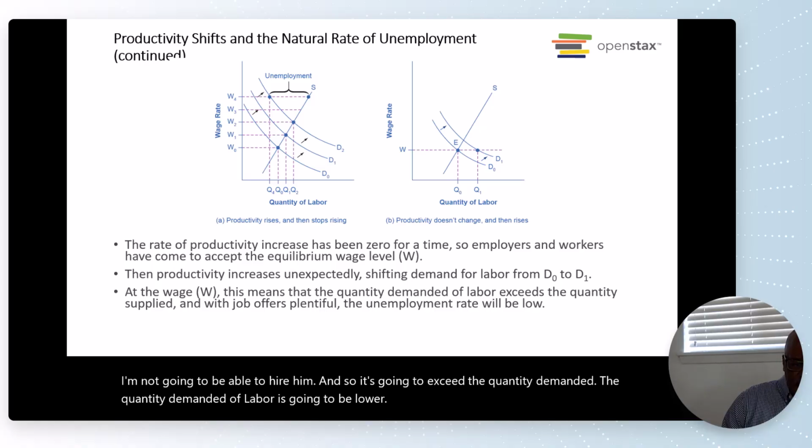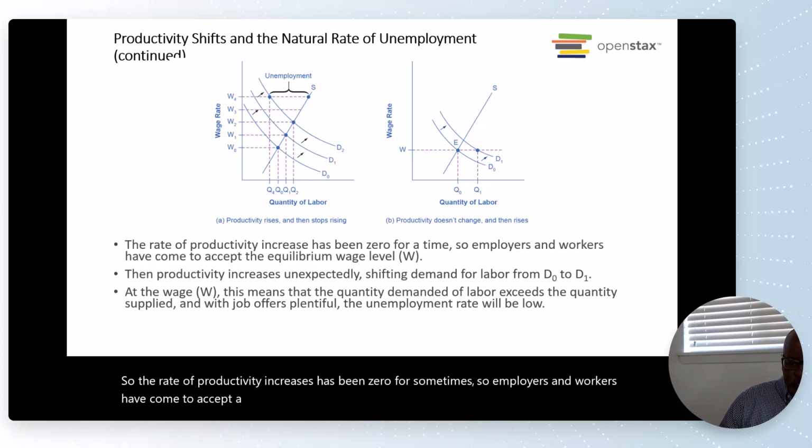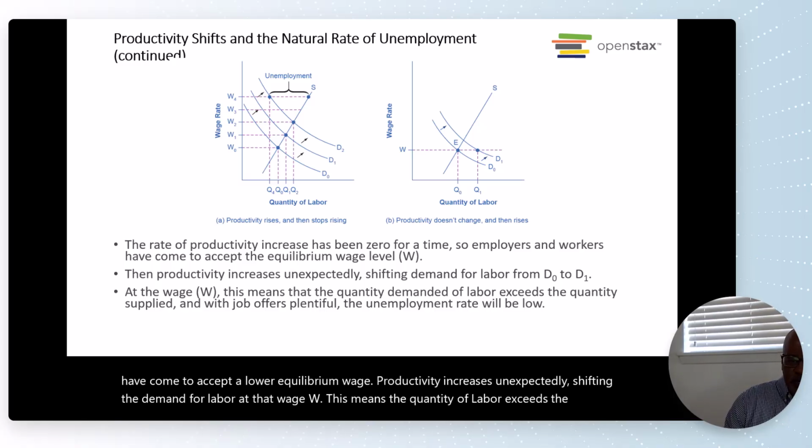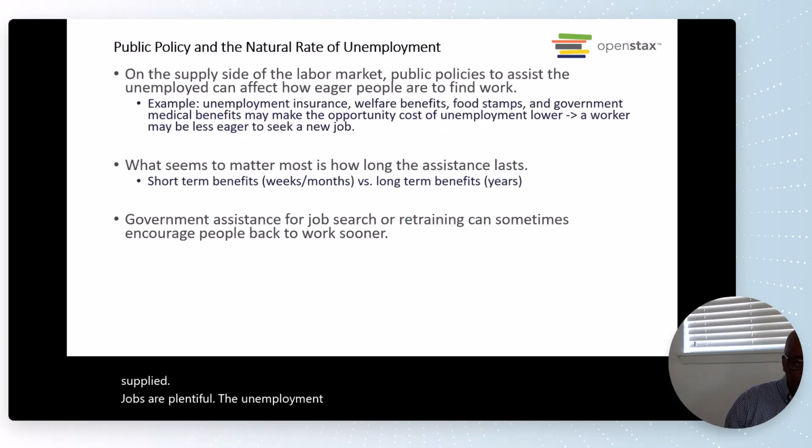So the rate of productivity increases has been zero for some time. So employers and workers have come to accept a lower equilibrium wage. Productivity increases unexpectedly, shifting the demand for labor. At that wage W, this means the quantity of labor demanded exceeds the quantity supplied. Jobs are plentiful. The unemployment rate is low.